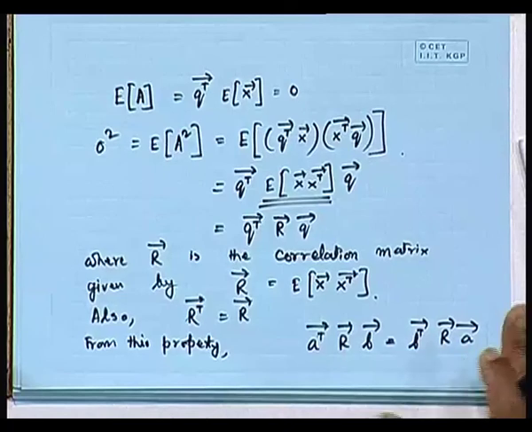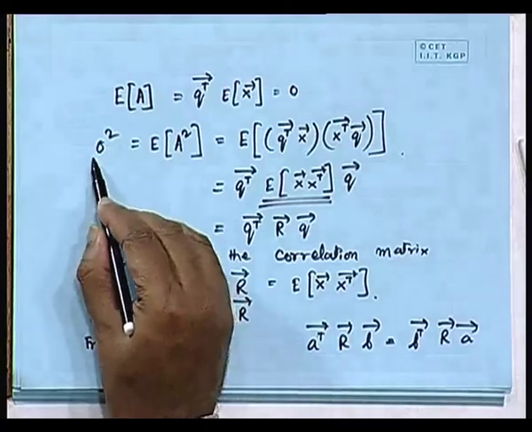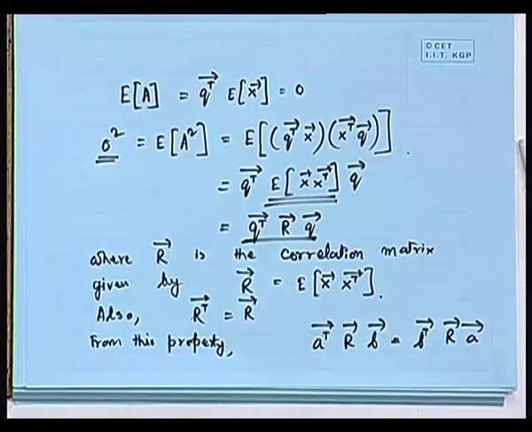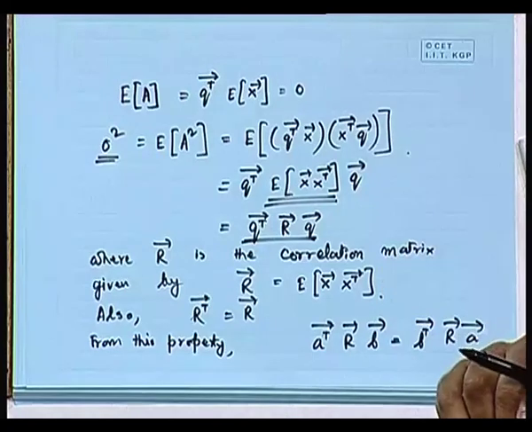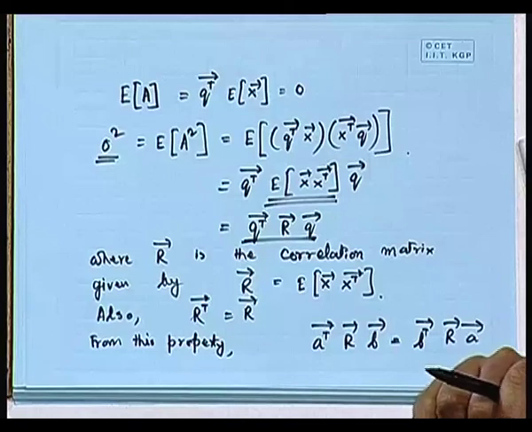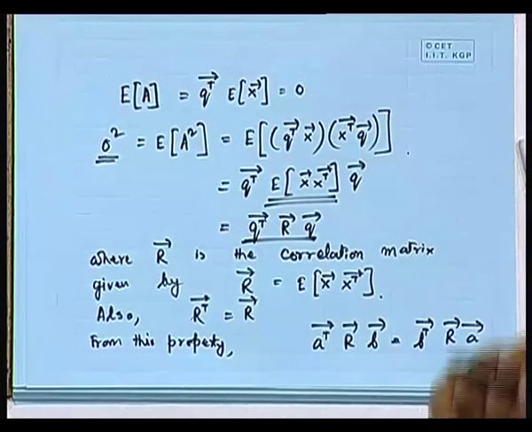Now, what we are more interested in is this expression. This is the variance expression, and what we want to do is minimize the variance. Now, this correlation matrix is not exactly under our control, because it is controlled by the x vector itself. The random process itself will control R, so we do not have any control of that.